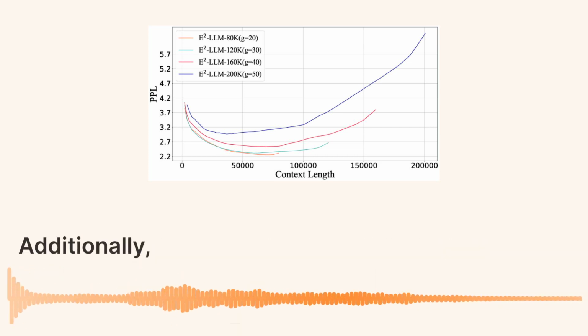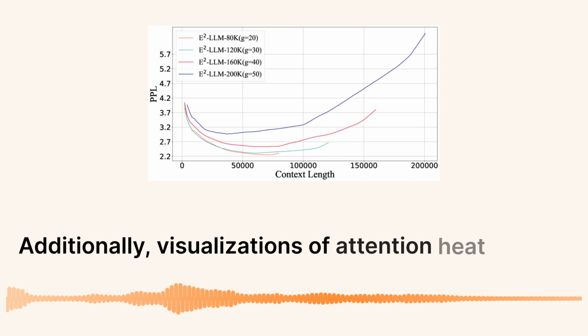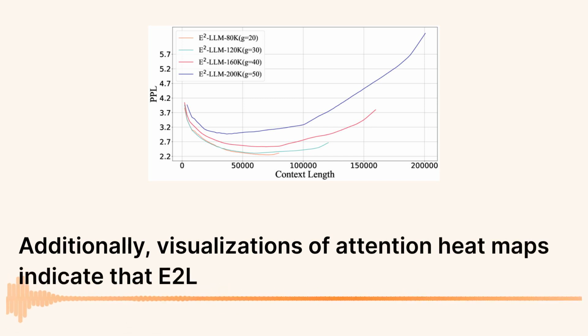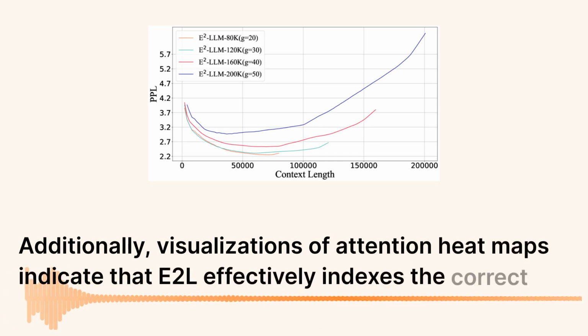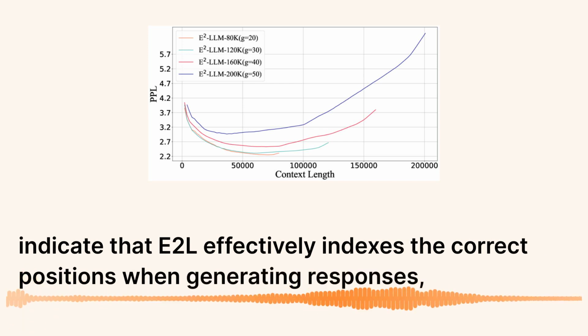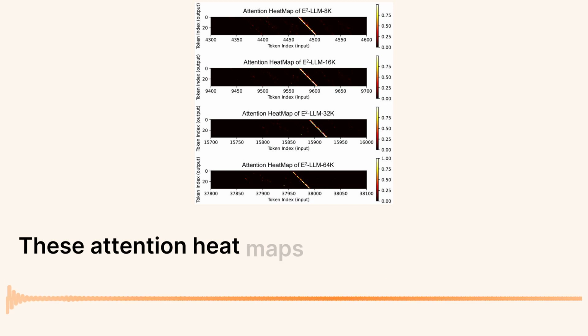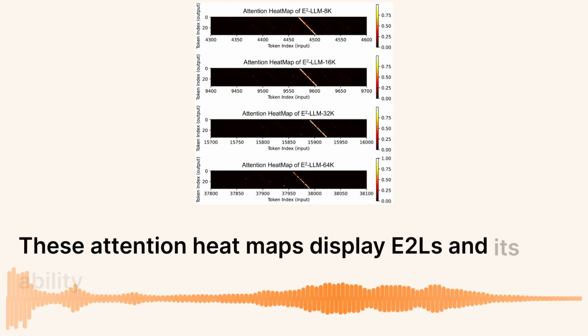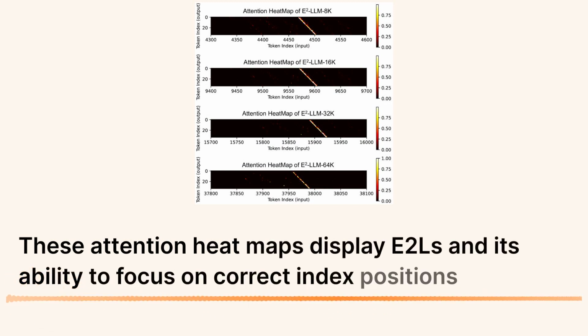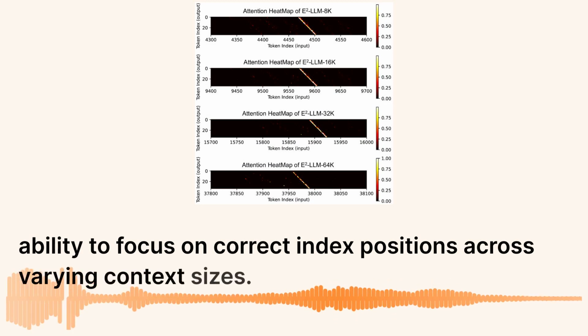Additionally, visualizations of attention heat maps indicate that E2LLM effectively indexes the correct positions when generating responses, another testament to its efficacy. These attention heat maps display E2LLM's ability to focus on correct index positions across varying context sizes.